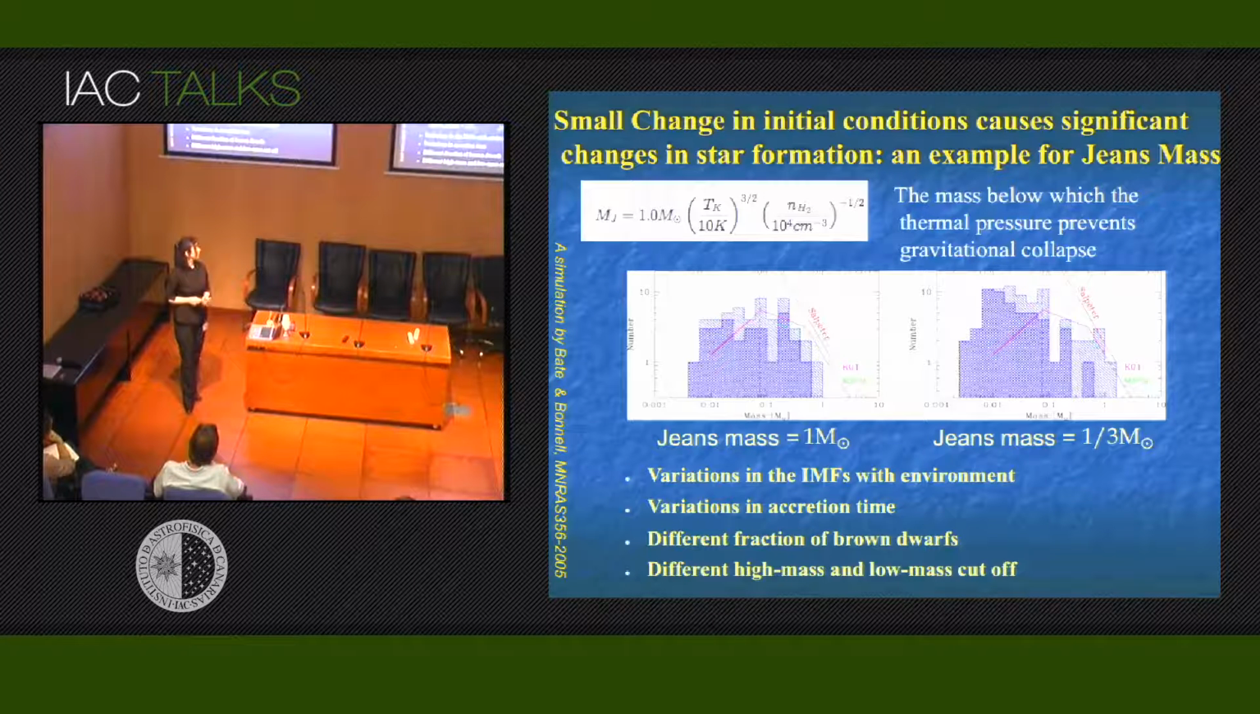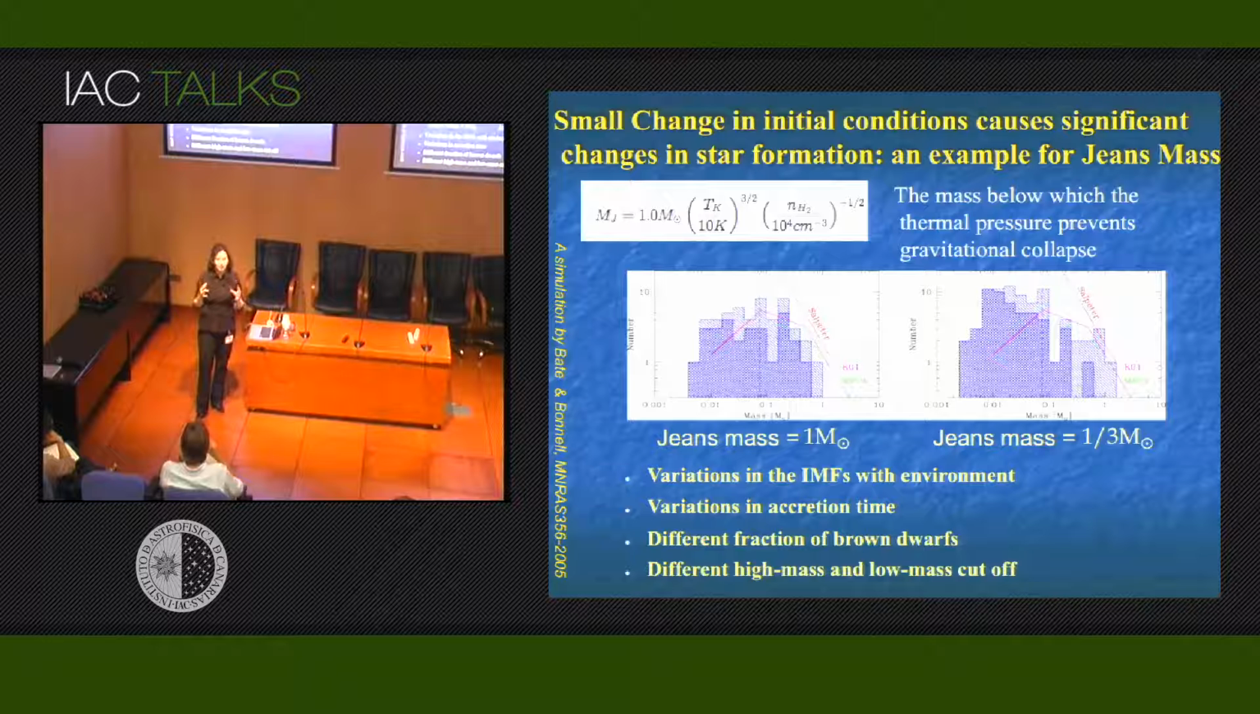The Jeans mass: when you have a clump, the clump could be stable or unstable. It depends on the balance between the gravitational force, which would like to collapse the clump, and the thermal pressure inside the clump, which would like to expand it. If you have equilibrium between these two forces, you have a stable region. It doesn't fragment, it doesn't collapse.